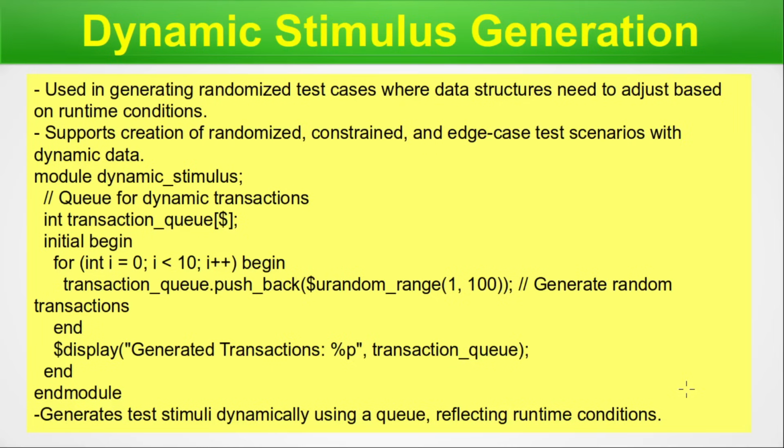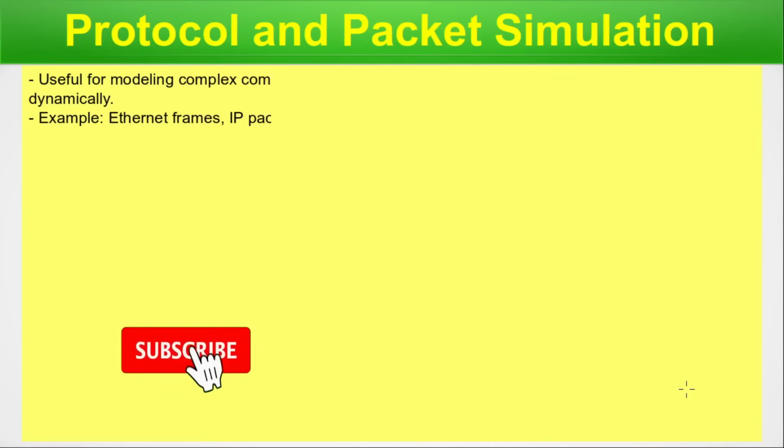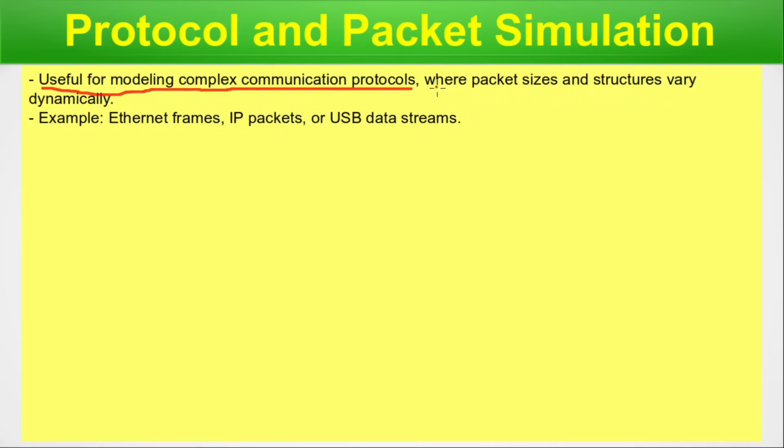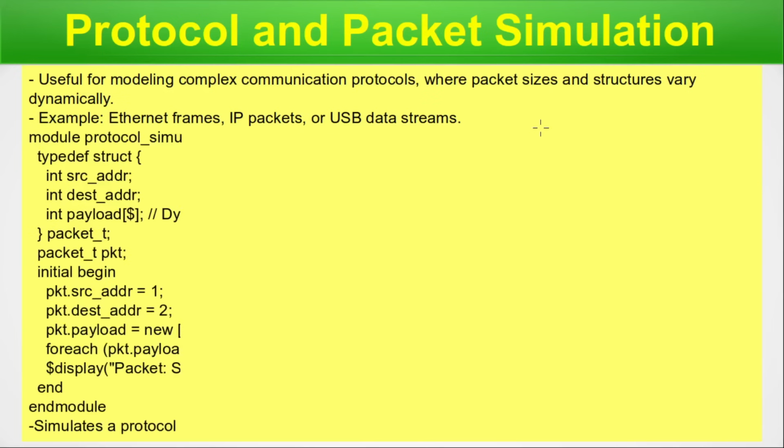Dynamic memory allocation makes it possible to model these packets accurately. Thus, it is useful for modeling complex communication protocols where the packet sizes and structures may vary dynamically. As you know, we have borrowed a lot of data structures from other programming languages. Examples are Ethernet frames, IP packets, that means TCP/IP packets, USB data stream, there could be UART, PCI, different protocols. Here goes our example.